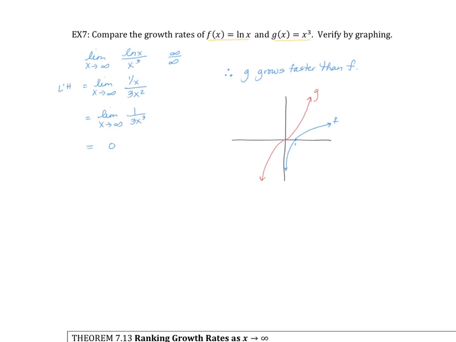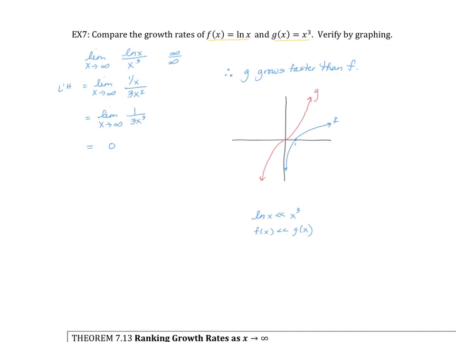So what we can write, instead of writing all those words, g grows faster than f, well, f is the natural log function, and we're going to use the inequality less than. But it's really not true in all cases that f is less than g. So we're going to use these double inequalities. When you see the double inequalities, it just means that natural log of x is growing slower than x cubed. So this is another way that we can write it. Or you can write f of x grows slower than g of x.